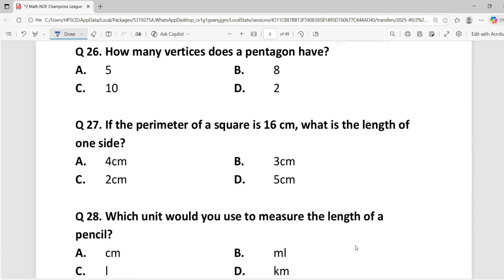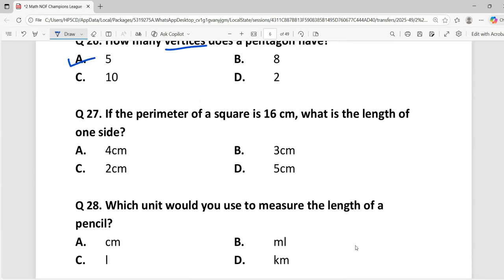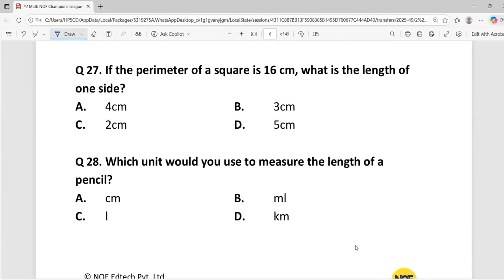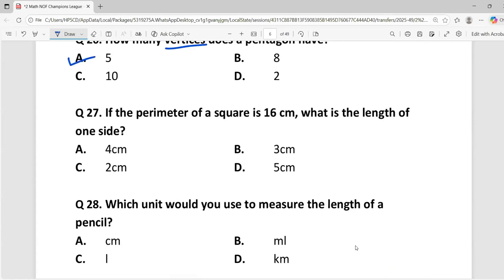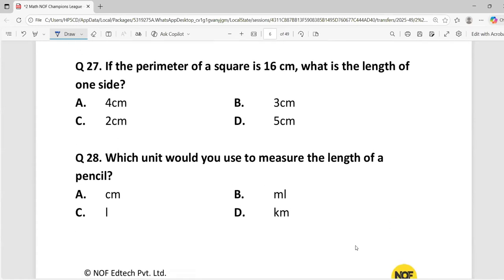Now, how many vertices does a pentagon have? Now, what do vertices mean? Vertices are the corners of a shape where two or more edges meet. A pentagon has 5 vertices. So you have to mark where 5 is, for the 26th answer. Option A is the correct answer because a pentagon has 5 sides. Okay, now we'll move on to the 27th one.